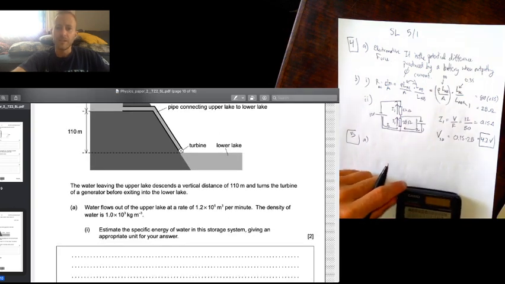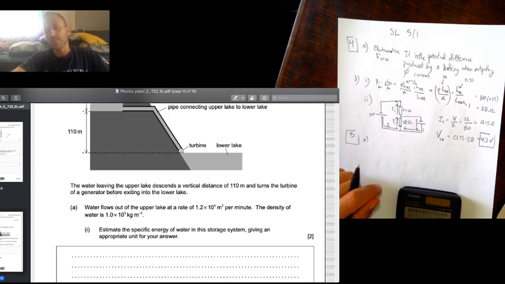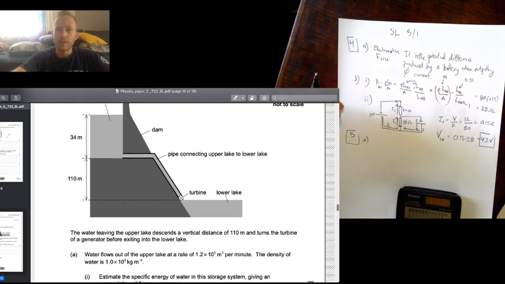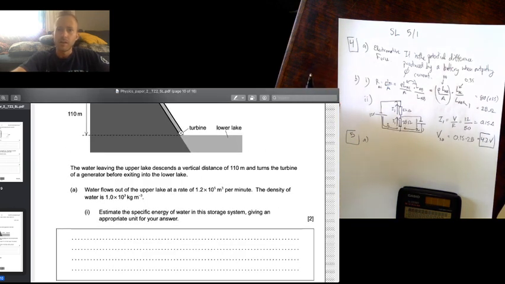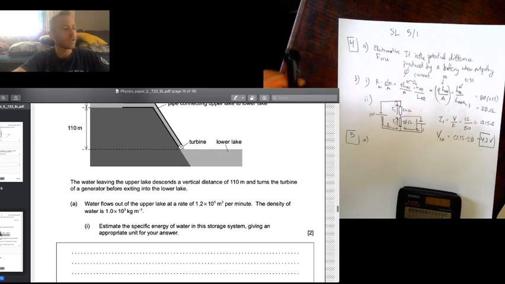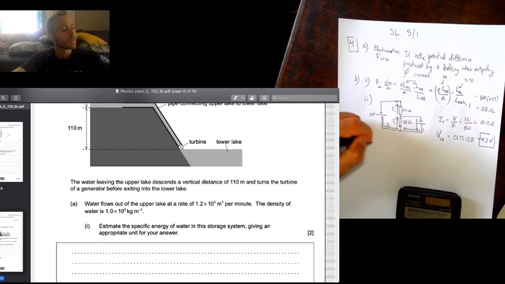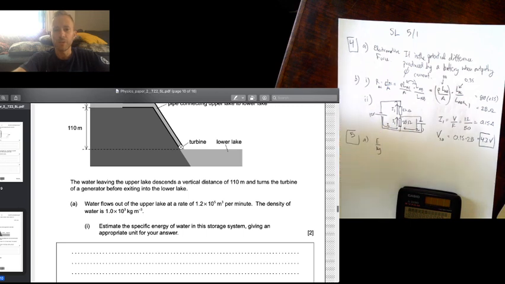Estimate the specific energy of this water storage system, giving an appropriate unit for your answer. Okay, so specific energy is energy per kilogram, energy per mass, okay?